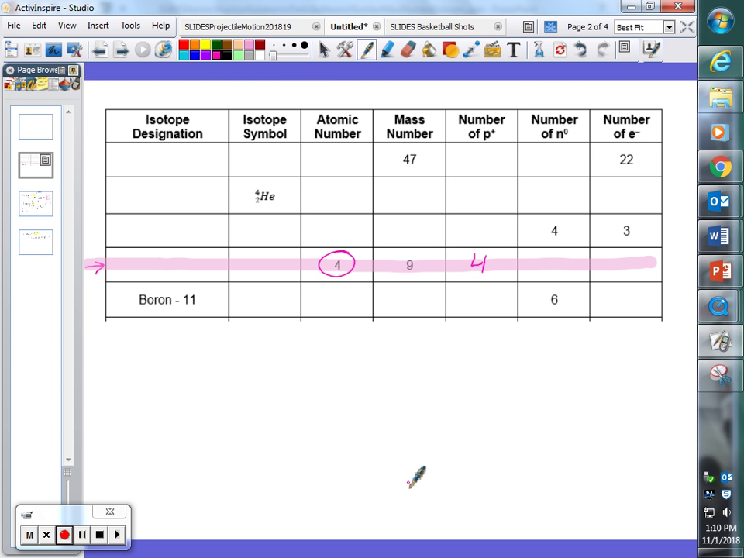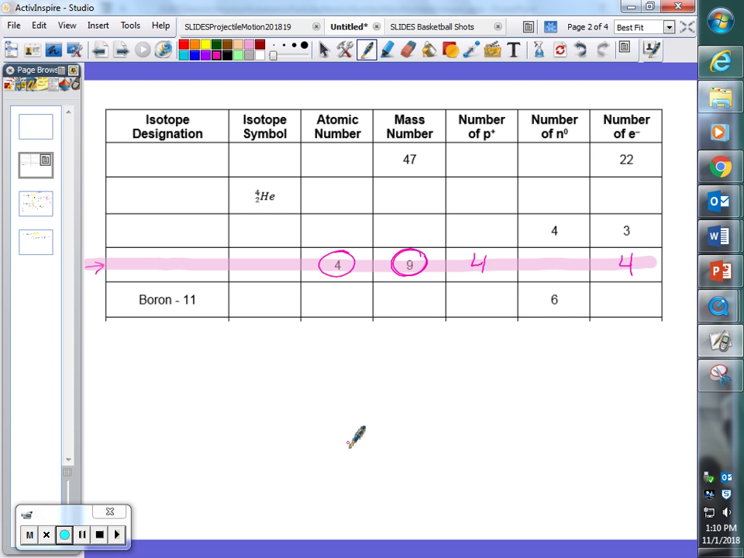But what also has to be 4 in this row? Electrons also have to be 4, because the number of protons and the number of electrons have to be the same. They cancel each other out. Okay? All right. The second number that they gave to us is a mass number of 9.